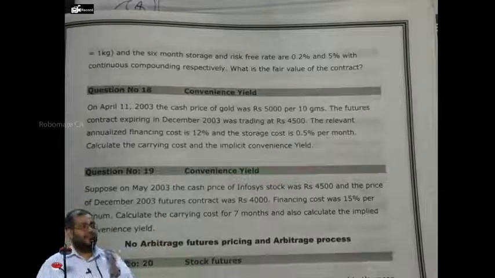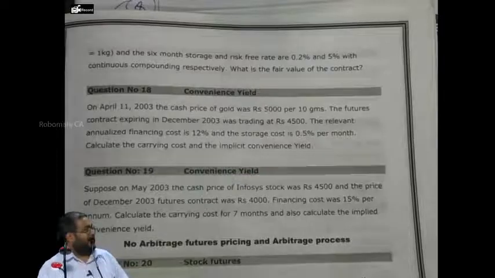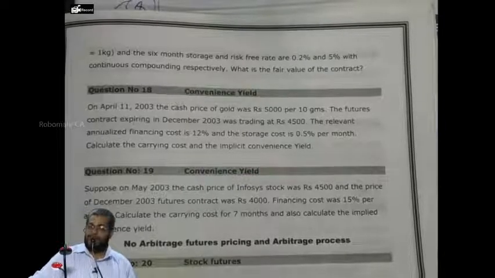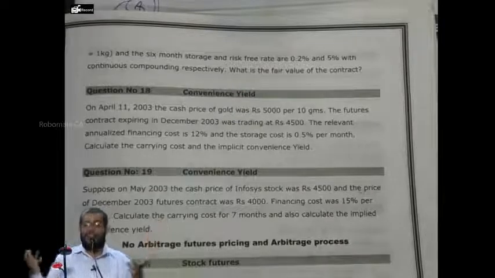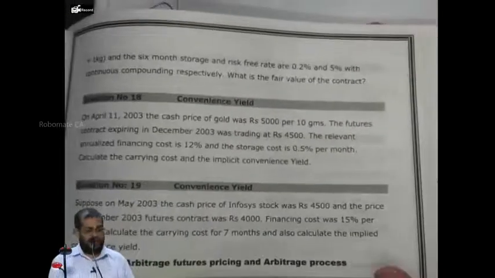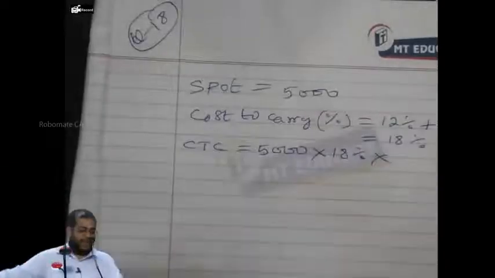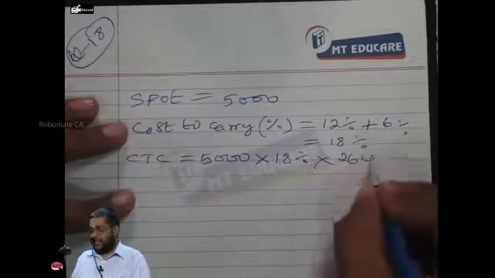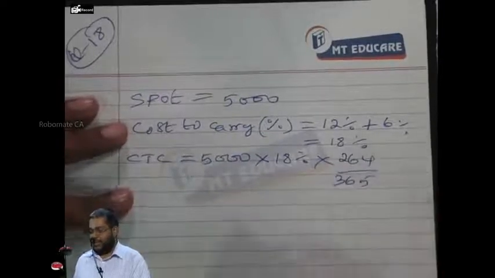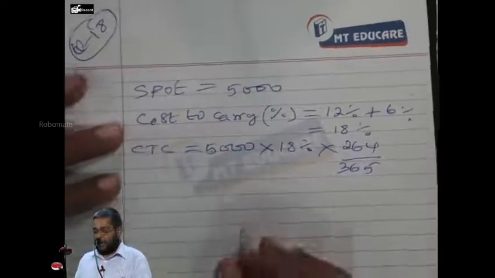The future is 264 days. It is simple counting: April 11 to December 31, I just counted, normal counting. Can I proceed? So how many days here? 264 days. Now, I hold it for 264 days, divided by 365.